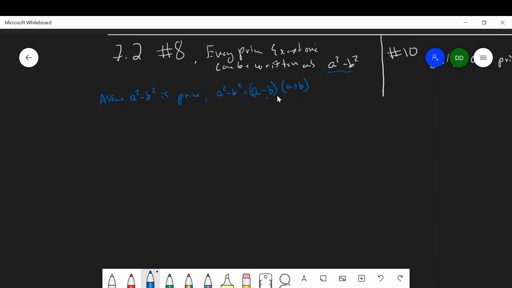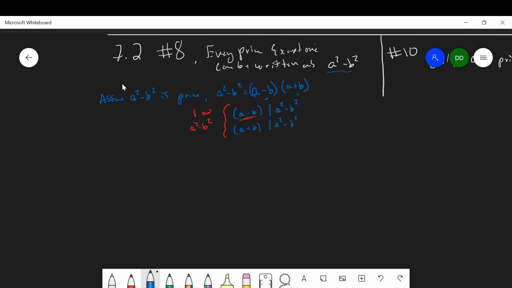In particular, since I have it written as the product of these two things, a minus b must divide a squared minus b squared. Same with a plus b has to divide a squared minus b squared. But a squared minus b squared is prime, right? So the only things that can divide it are 1 and itself. And so that means one of these things is 1, and one of these things is a squared minus b squared, the original thing. So which one is 1 and which one is a squared minus b squared? Well, a minus b must be 1 because it's smaller than a plus b.